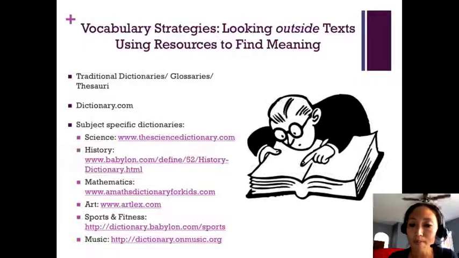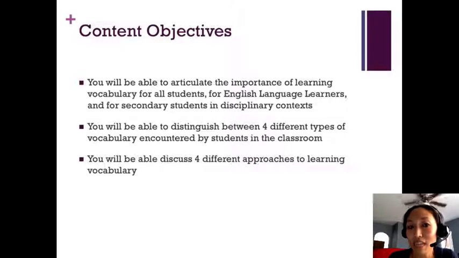So the content objectives for today's lecture were for you to be able to articulate the importance of learning vocabulary for all students, for language learners in particular, and for secondary students in disciplinary context, to distinguish between those four types of vocabulary encountered by students in the classroom, and to be able to discuss four different approaches to learning vocabulary, which we'll work on more in class.